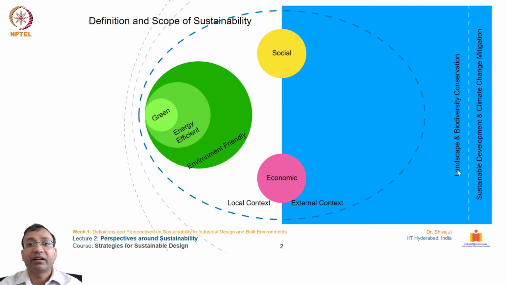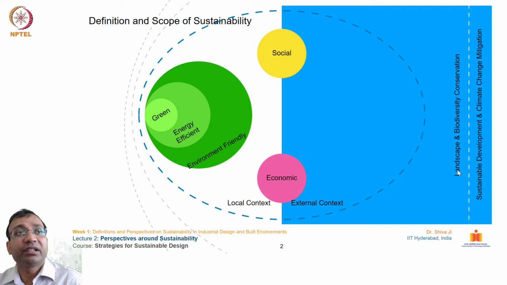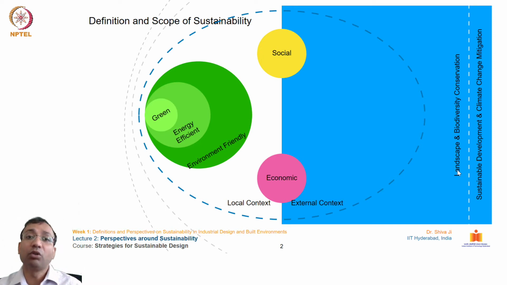Then there are things beyond the reach of sustainable design, which speak of landscape and biodiversity conservation. This comes at the level of a bigger position, like a country, or a very big region, for example Siberia or the Arctic or Antarctic. And there is an even bigger effort in terms of scope and reach: sustainable development and climate change mitigation. Here we deal with the situation at the global level.